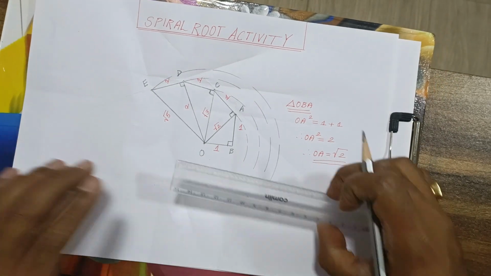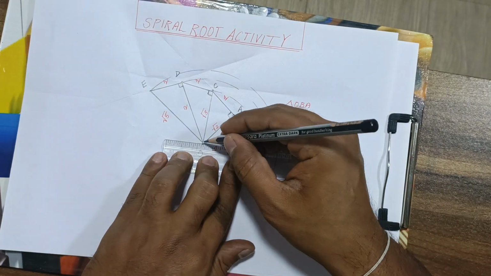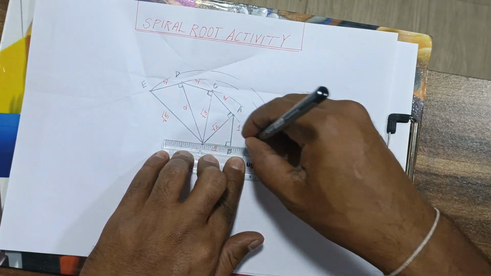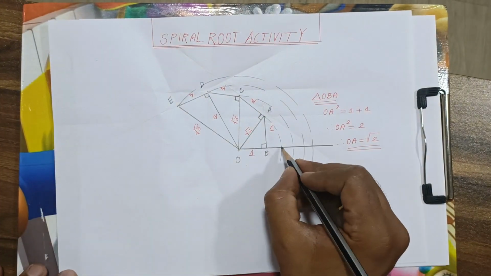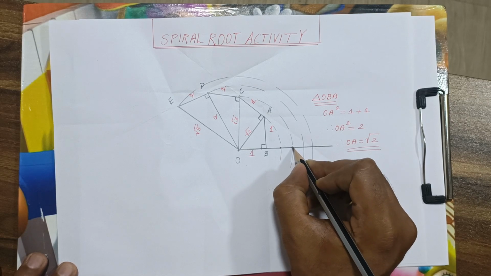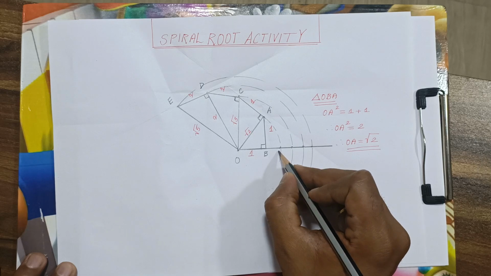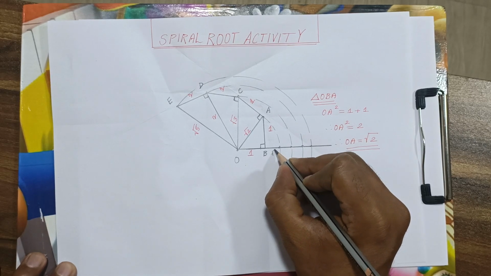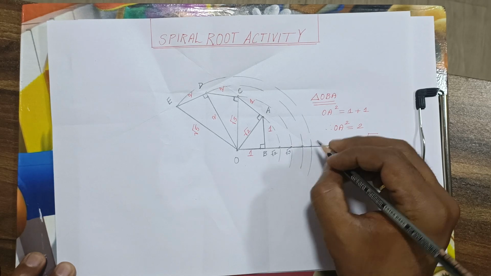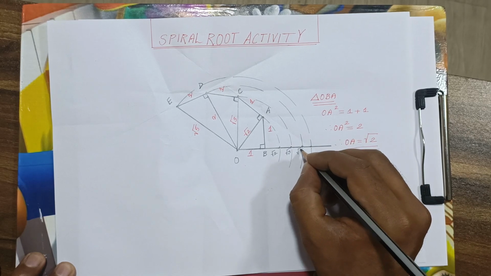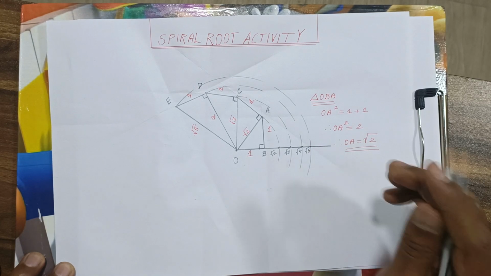Let us extend the base. So on extending the base, now you can see clearly I got 1, 2, 3 and 4. So this one is clearly root 2. This one is clearly for root 3. This is clearly for root 4. And this is clearly for root 5.